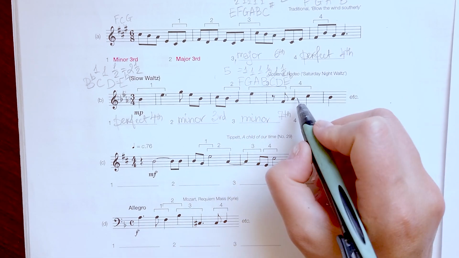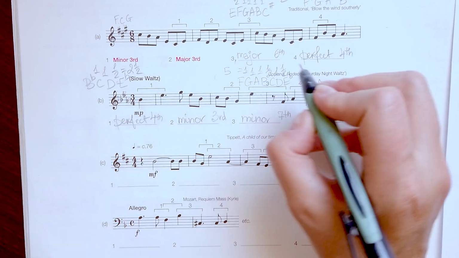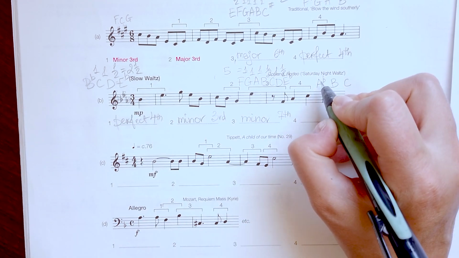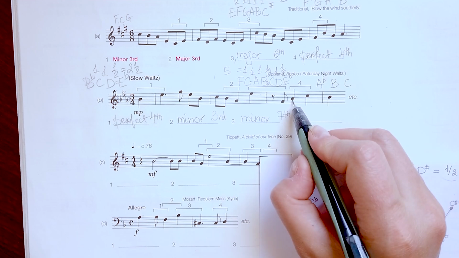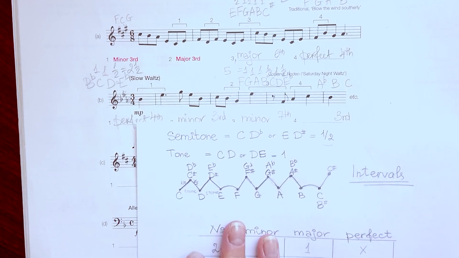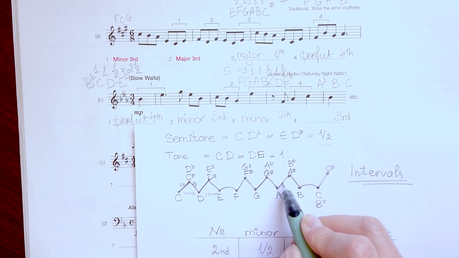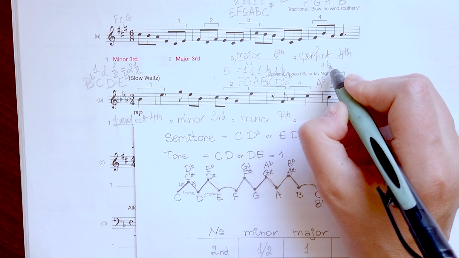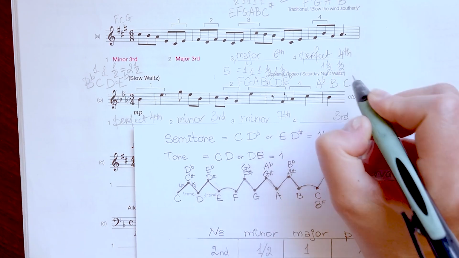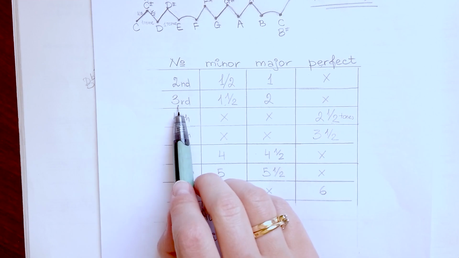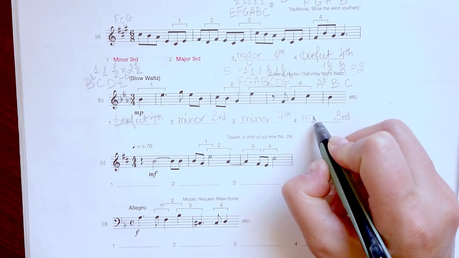And the last one here is A flat to the C. The number for this interval is third. A flat to B makes for us a distance of 1.5. And B to C, the half only. Altogether, it's 2 full tones. The third, which gives us 2 full tones, is major.